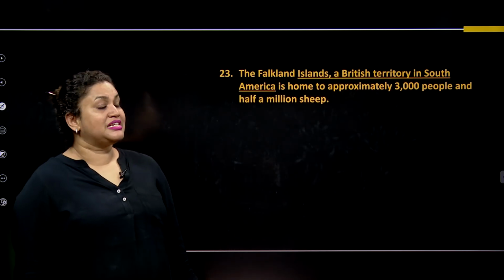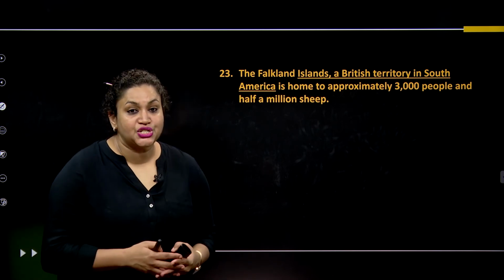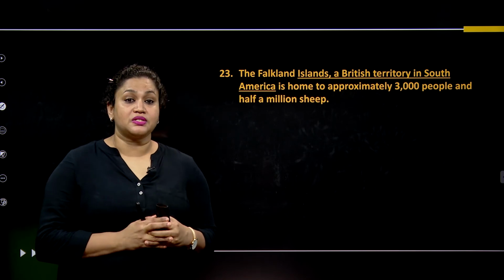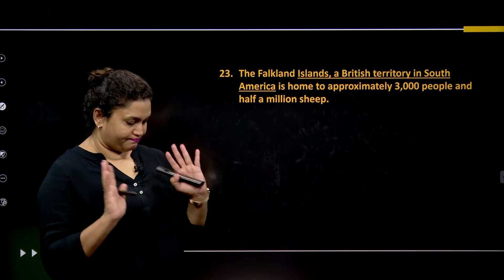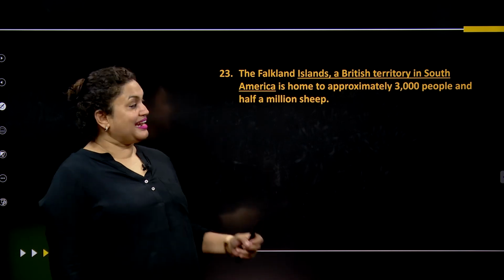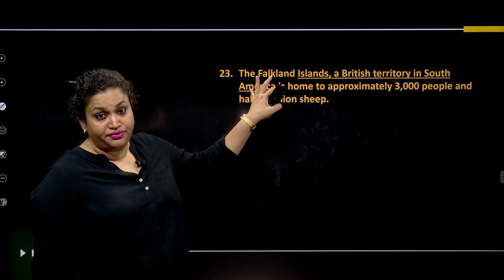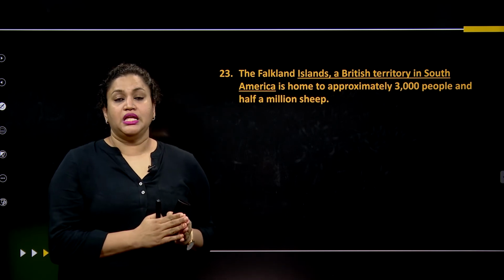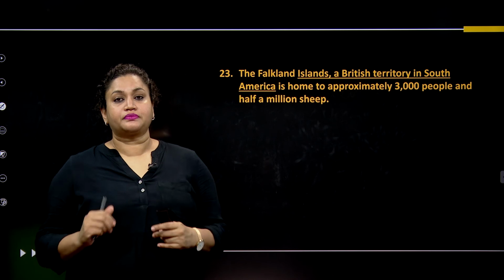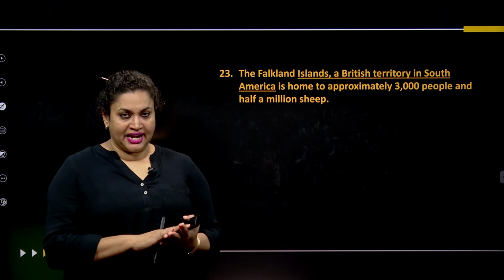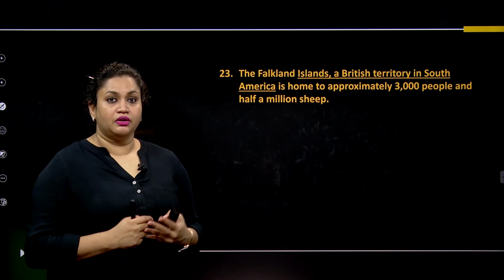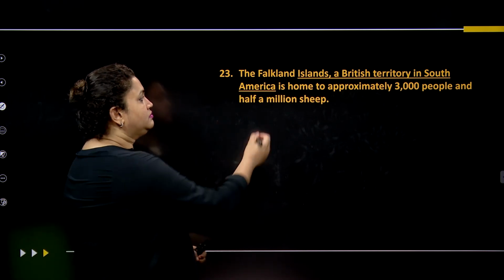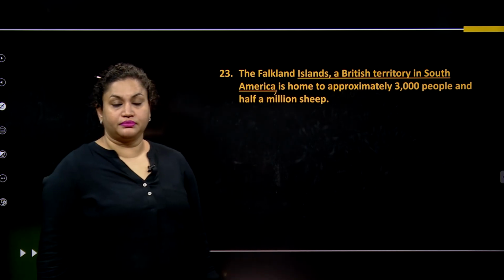The Falkland Islands, a British territory in South America, is home to approximately 3,000 people and 500,000 sheep. Now, we are talking about the Falkland Islands. That's the reason I say always keep a track of the subject. When you keep a track of the subject, you will know what is an aside and what is not an aside. Okay, now here a British territory in South America, you need a comma there.